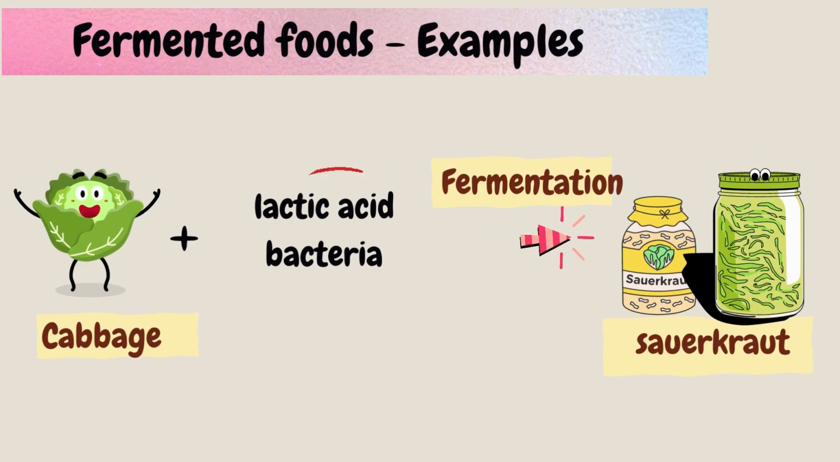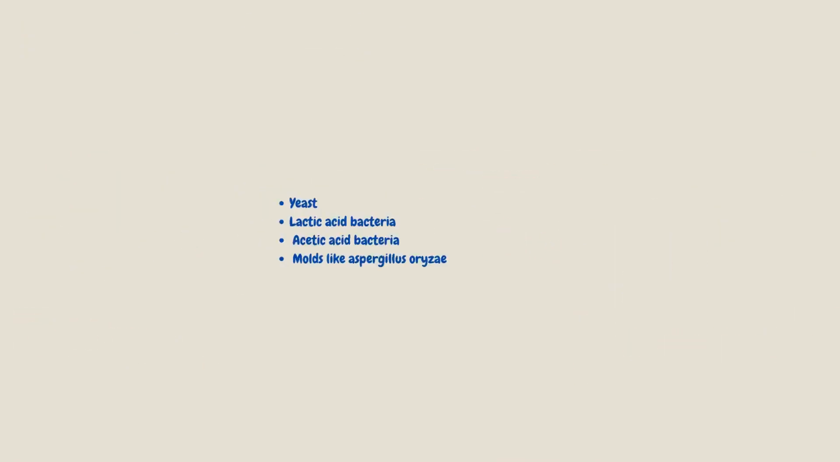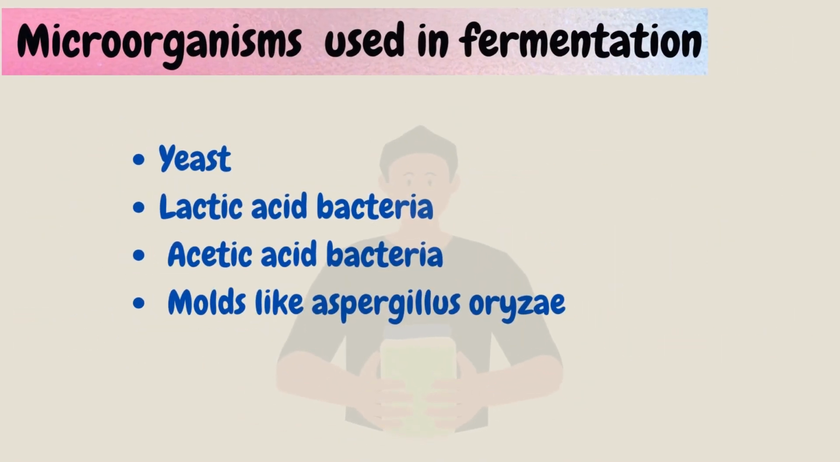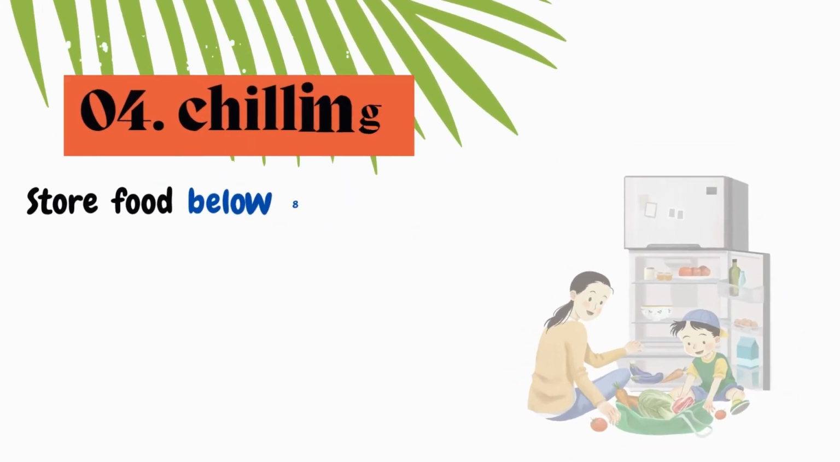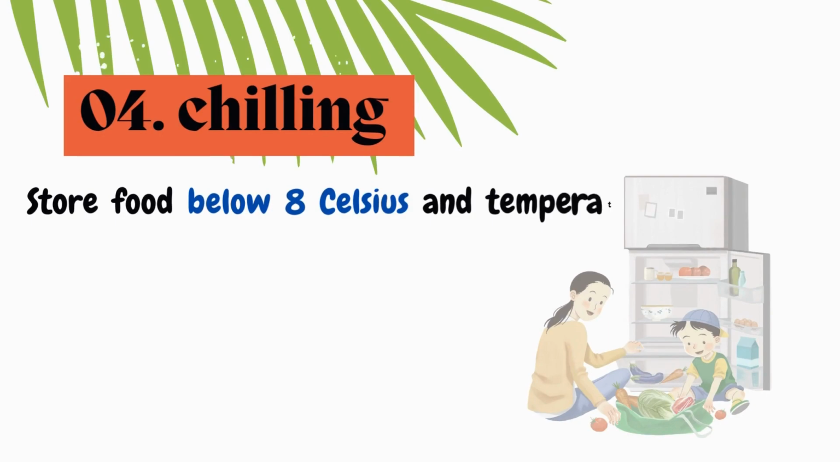I think now you have some idea about what happens in the fermentation process. Now let's summarize who are the key microorganisms that can be used in fermentation. These include yeast, lactic acid bacteria, acetic acid bacteria, and molds like Aspergillus oryzae. Well, shall we move on to our next method of food preservation? It is chilling and freezing.